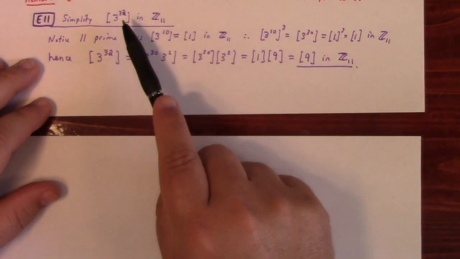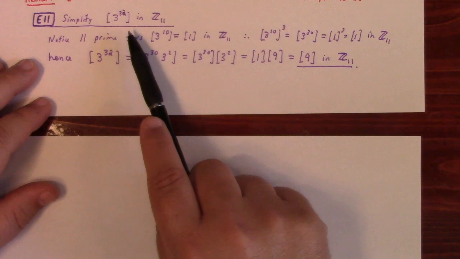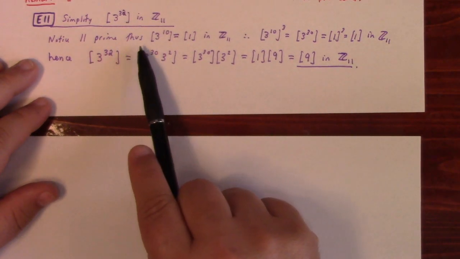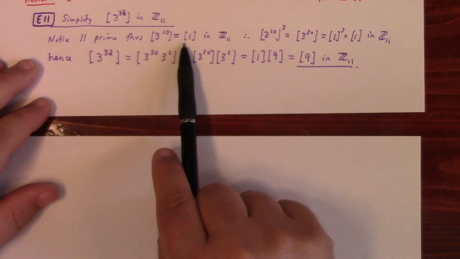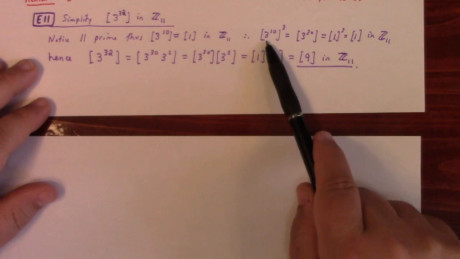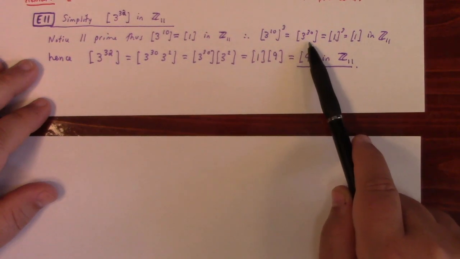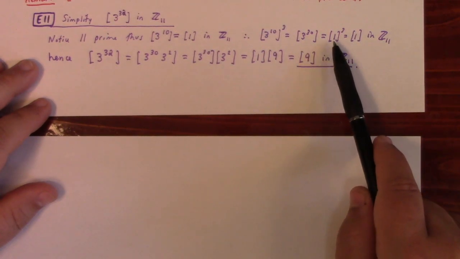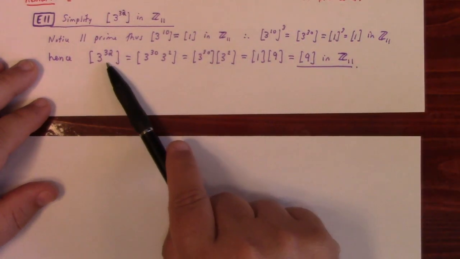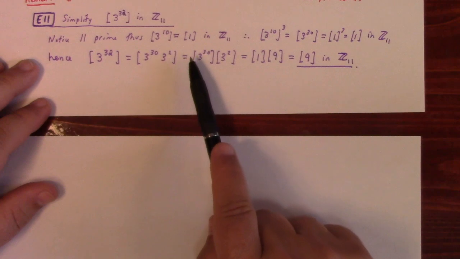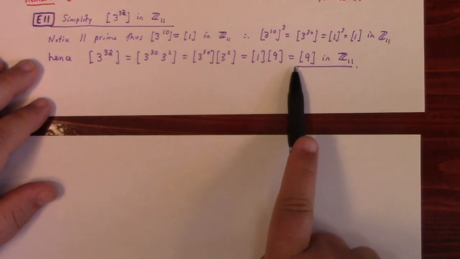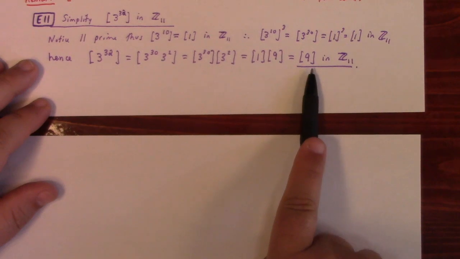Let's see here. So simplify 3 to the 32nd in Z mod 11. So 11 is prime, which means 3 to the 10th is equal to 1 in Z11. So 3 to the 10th cubed is 3 to the 30th, which is 1 in Z11. So I can write 3 to the 32nd as 3 to the 30th times 3 squared, which is 1 times 9, which is 9.